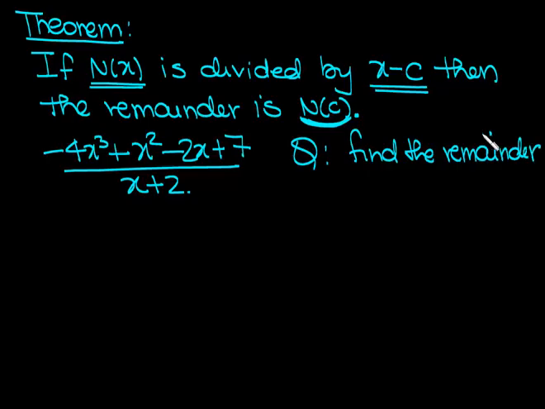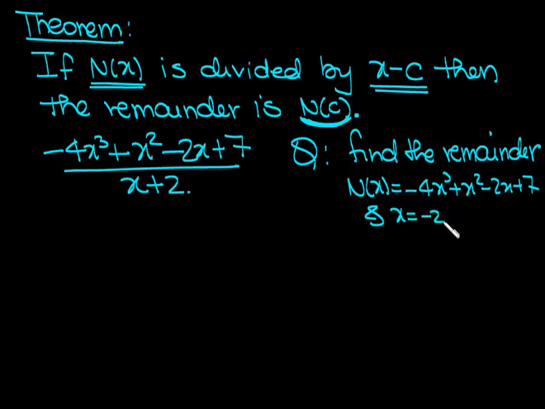Okay. Now they could have also asked us this question this way. They could have said that, you know what, n of x is this. And x is equal to -2, find the remainder. Okay, that could have been the same question. So now let's find the remainder. This is my n of x. Just so you guys know, the polynomial in the numerator is always called n of x.